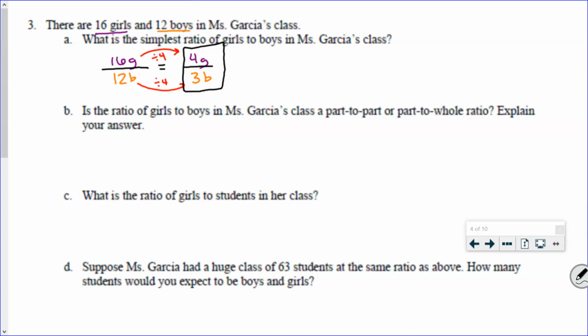Next question. Is the ratio of girls to boys in Miss Garcia's class a part-to-part ratio or a part-to-whole ratio? Make sure you're able to explain how you know. Good. Alex. Part-to-whole. Why is it a part-to-whole?